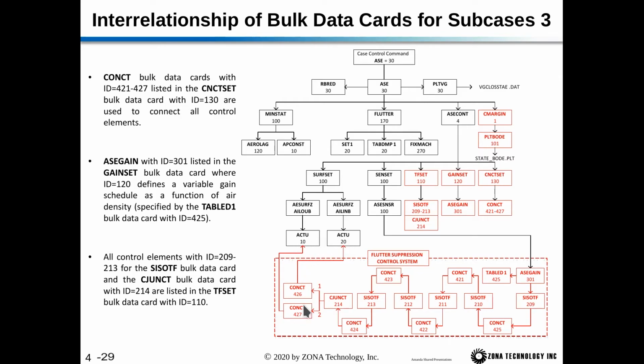2 fixed connection cards. Meanwhile, the ID numbers of all of these cards must be specified in the TFSET, GAINSET, and TFSET cards. So the ASE controller card refers to the TFSET, GAINSET, and TFSET cards, and these cards list out the ID numbers of the control elements. Meanwhile, we have a CMARGIN and a PLTBODE card activated in our input.